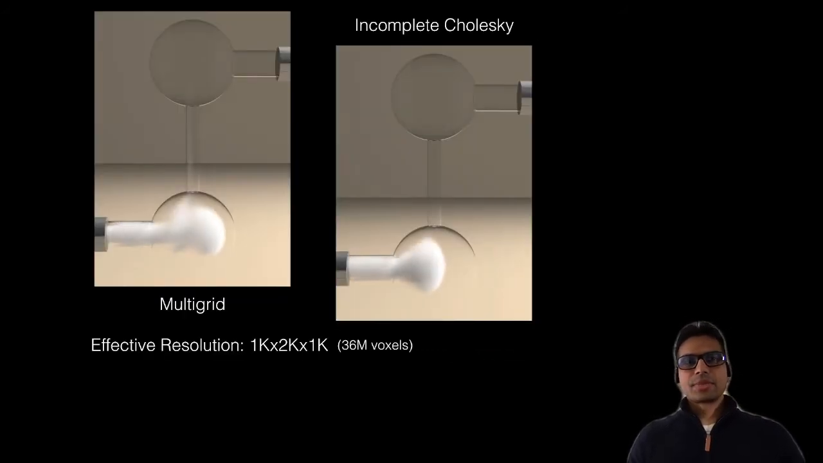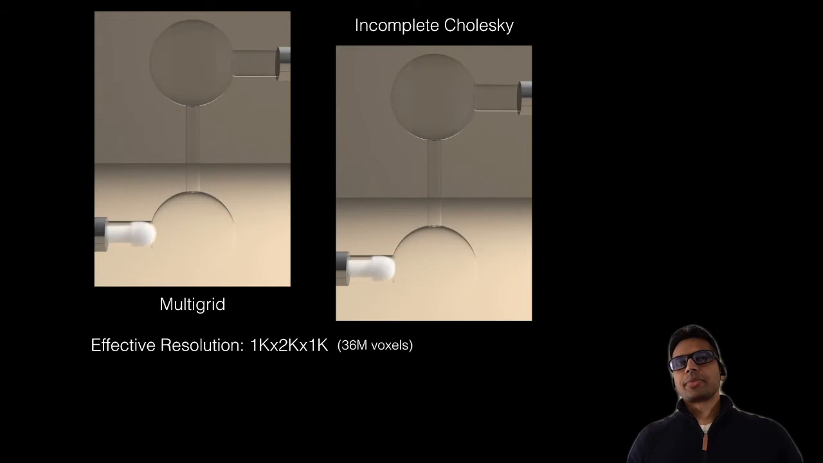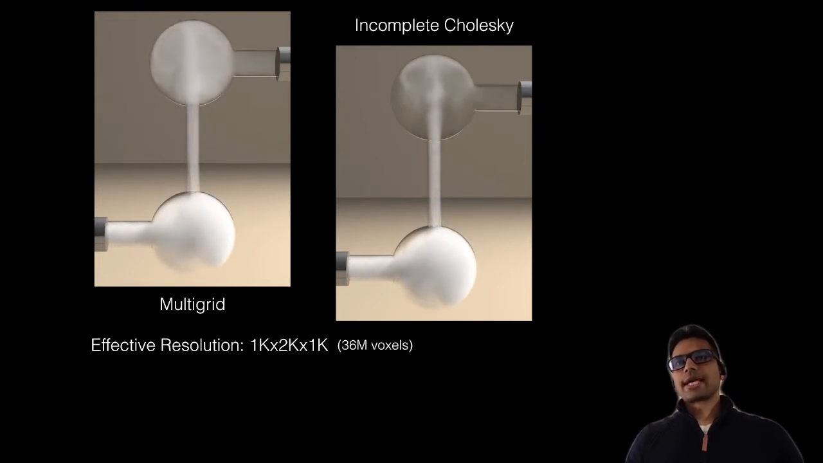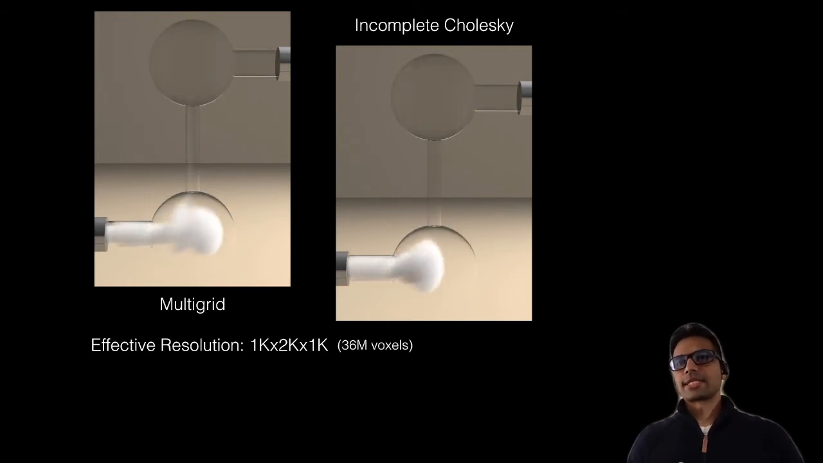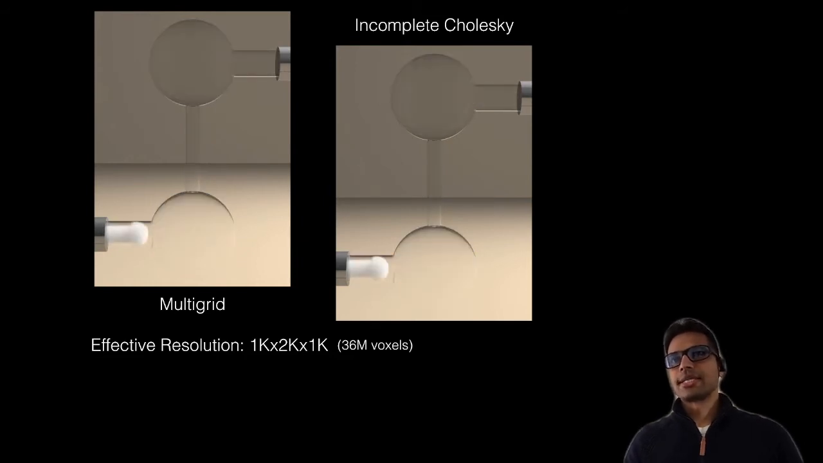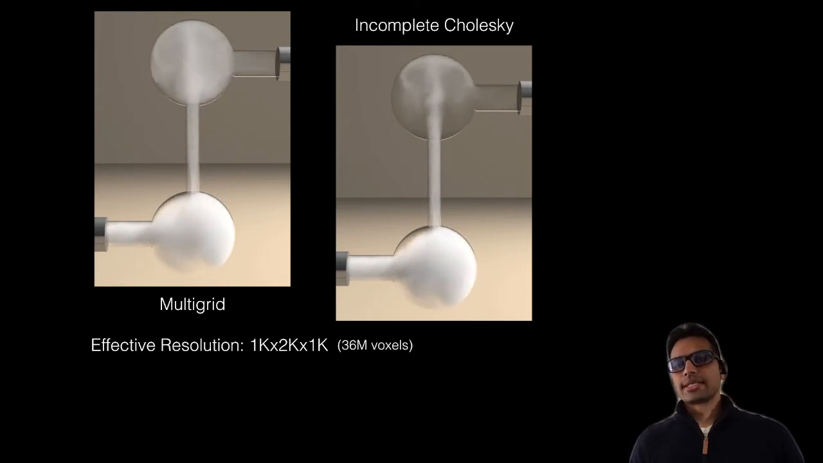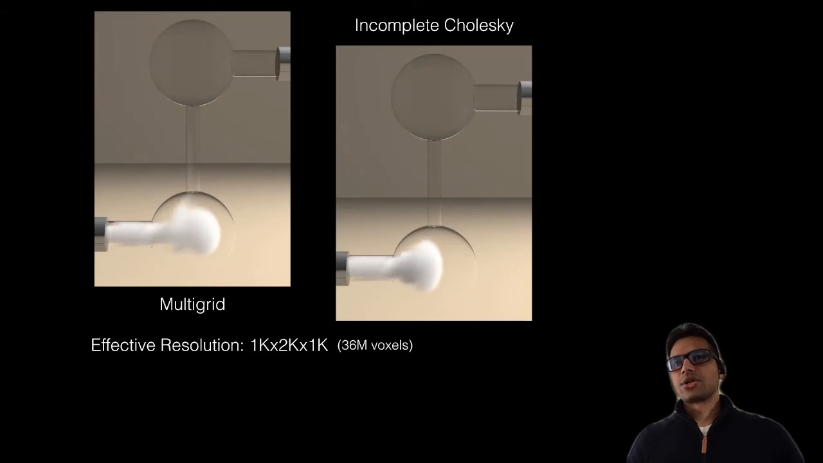So this is another example to show the benefit of enforcing incompressibility. We constructed this example to show that if you don't enforce incompressibility, then the flow can be sluggish and slow. On the right, we show incomplete Cholesky, which is failing to converge, and so the flow is less energetic, and you can see that it's also losing mass.